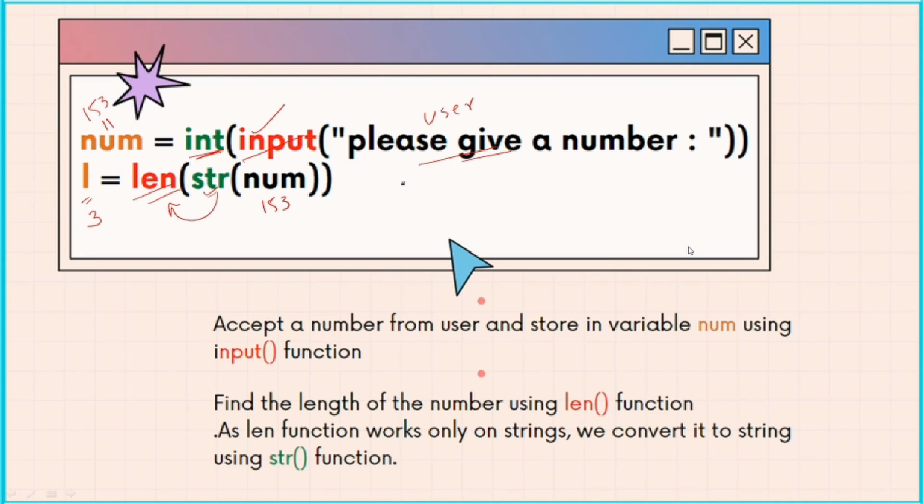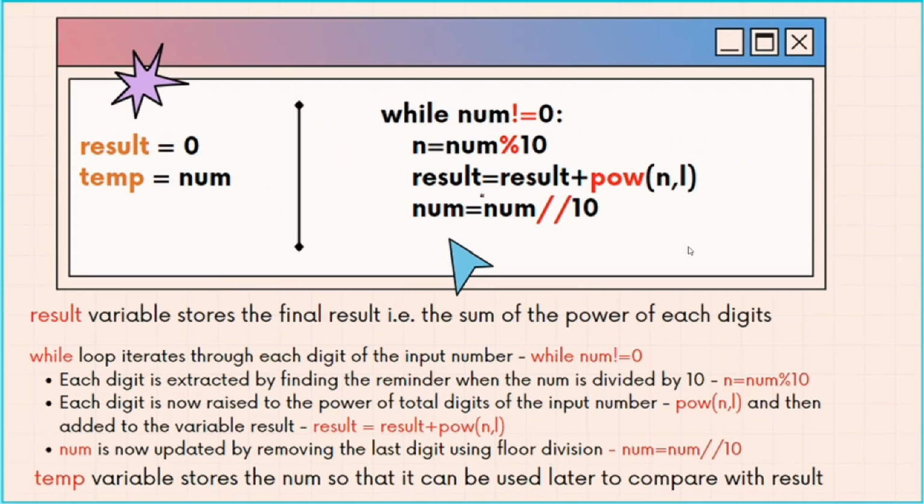So here we see num equals 153 and the total length of this number, nothing but the total number of digits, is 3. Moving to the next slide. We see two variables, result and temp. Result equals 0 and temp equals number. We will slowly understand as we move ahead why these two variables are used. For now, let's come to this while loop.